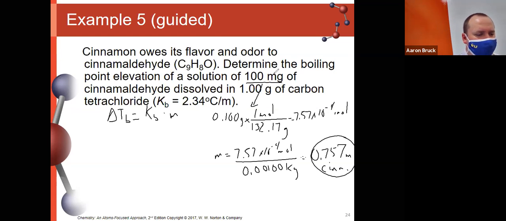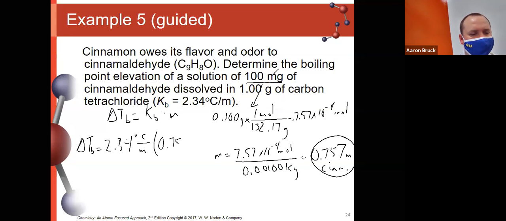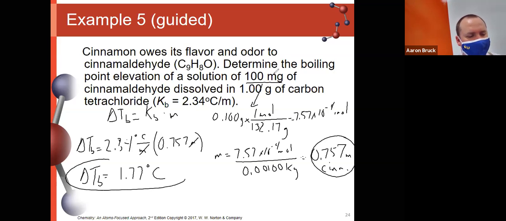My boiling point elevation then, delta TB is equal to KB, 2.34 degrees Celsius per molal, times 0.757 molal. My molality cancels. I'm left with just degrees Celsius. 2.34 times 0.757 would be 1.77 degrees Celsius. So that's how much my boiling point would increase, 1.77 degrees.